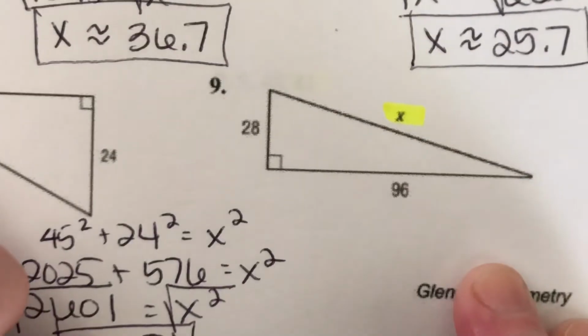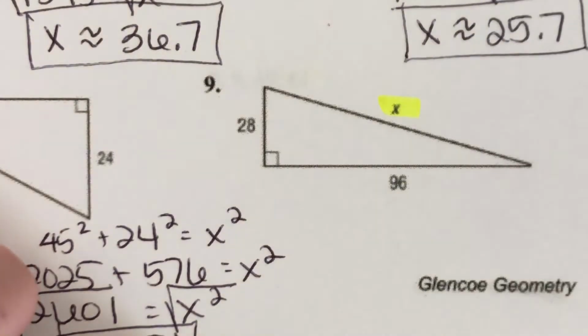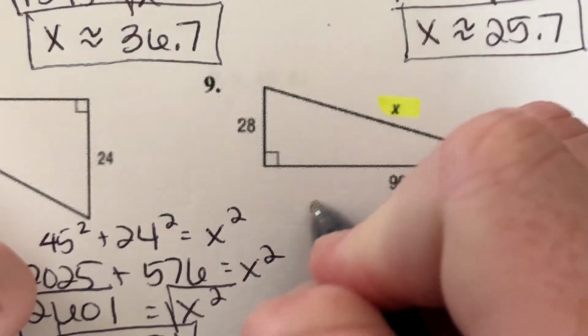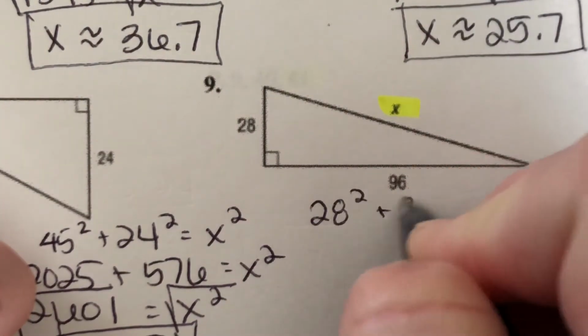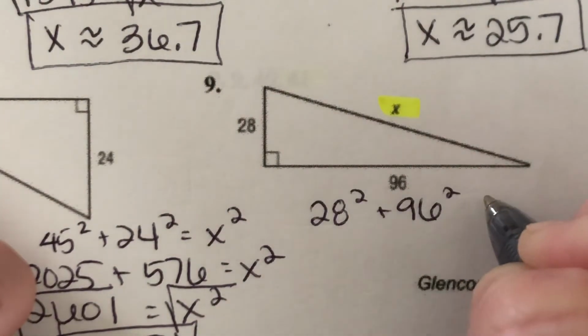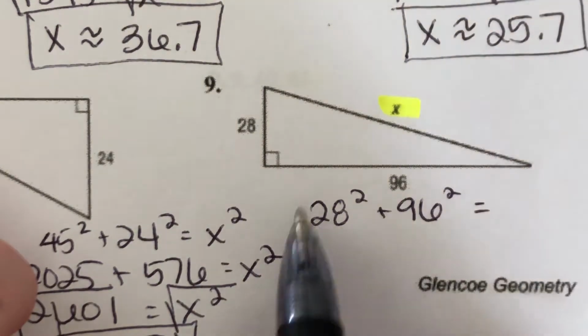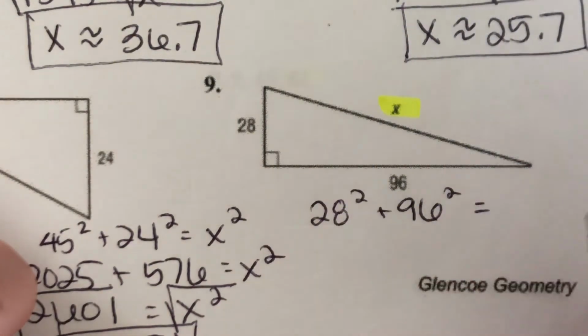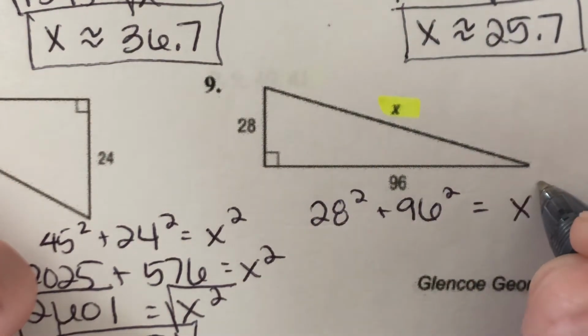And last but not least, number 9, last one on the front of this paper. 28 squared plus 96 squared equals x squared. I'm going to give you a shortcut here on the back side of this paper in just a second where you don't have to do all this math. You have the shortcut to it. But for right now, it's good practice.